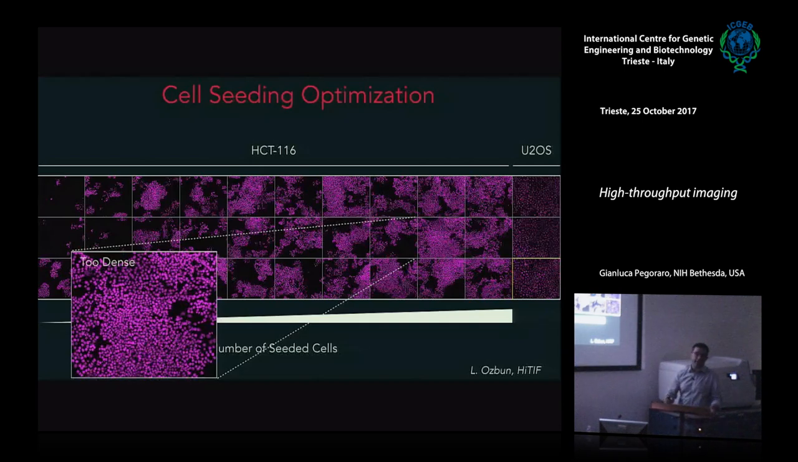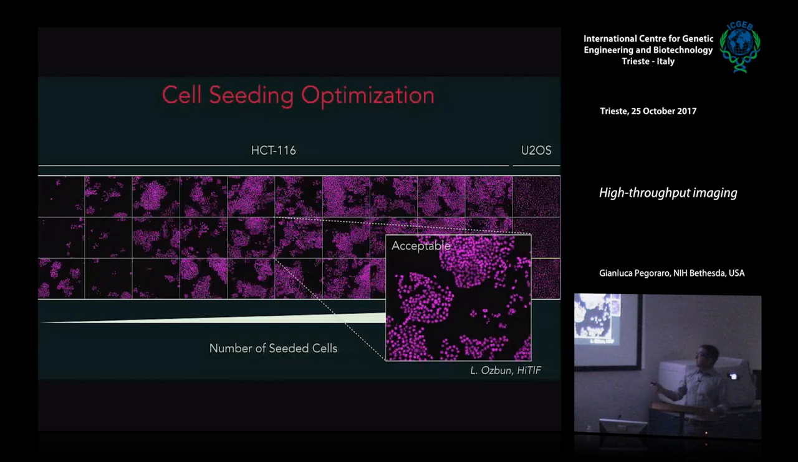At the other end of the spectrum, in these conditions, the cells are too packed, too dense. Set aside biological problems with this condition, the software would not be able to reliably segment them. And this cell line is not an ideal cell line in terms of growth properties, but this is an experimental condition that I would deem acceptable. So we can work with this.